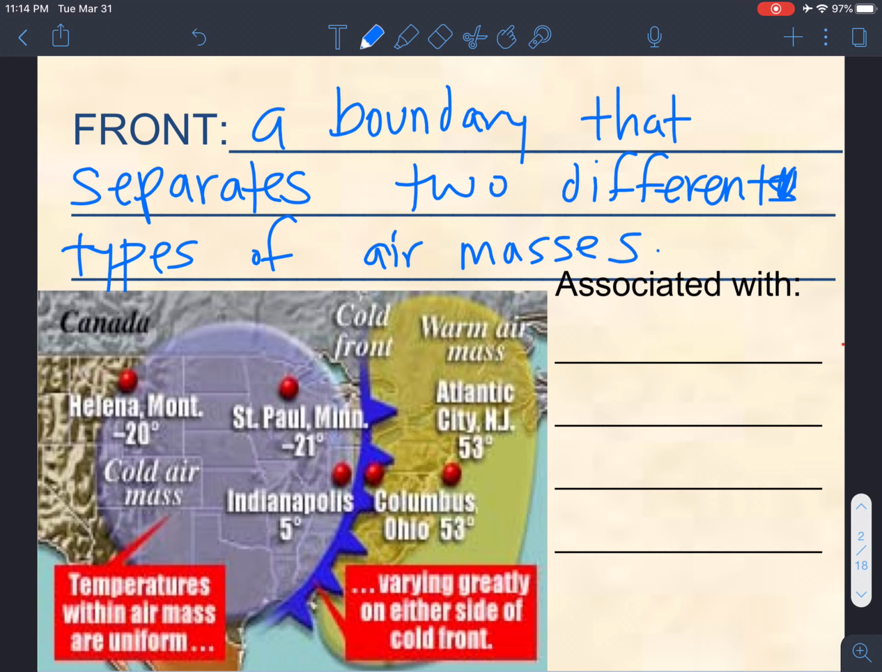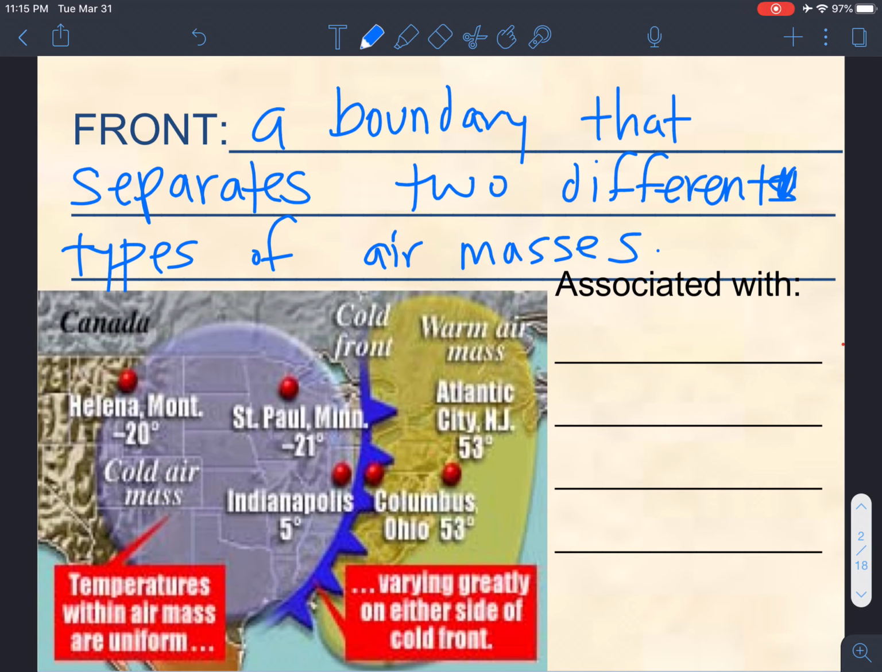Now, if you recall the last notes that we took, we have our different types of air masses. You could have maritime tropical or continental polar or continental tropical, etc. When these two different types of air masses collide with one another, we often have storms that are associated with that. So you can think of a front as a place where two different boundaries collide with one another.